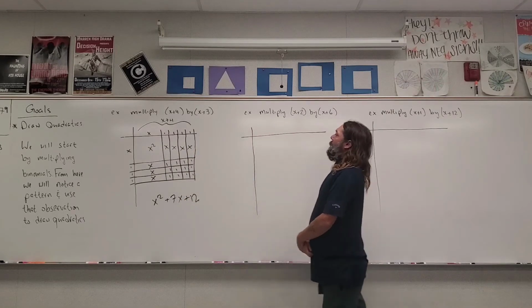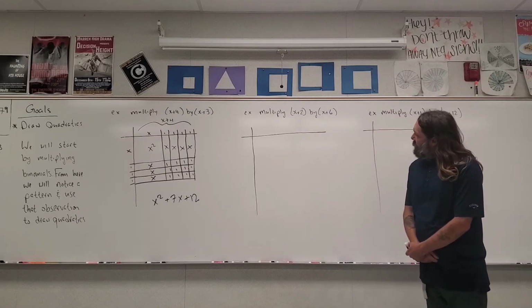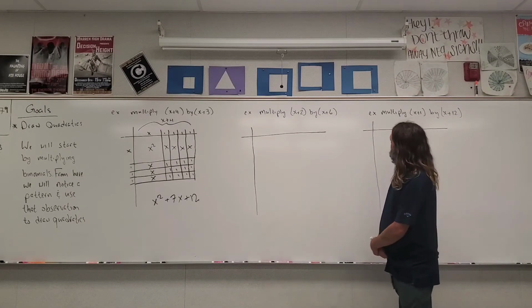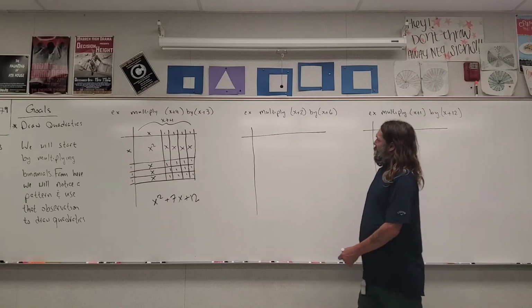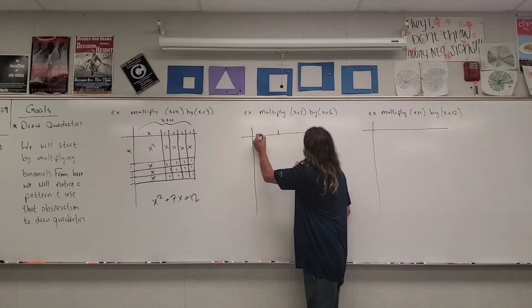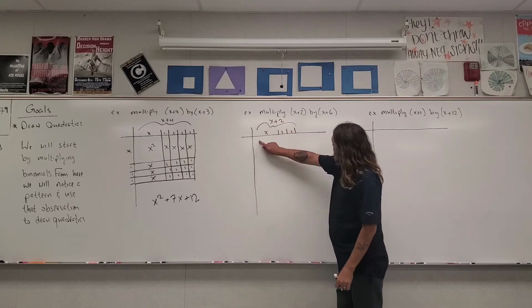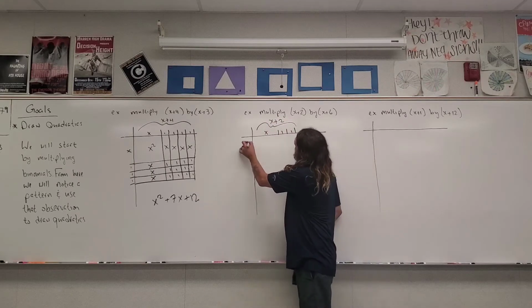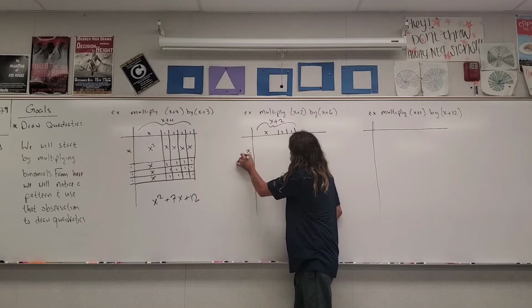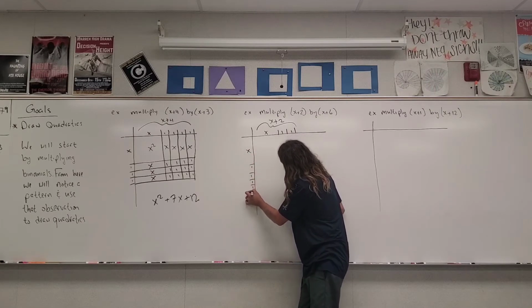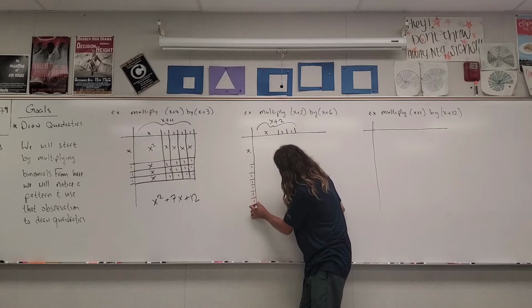Okay, so that's multiplying the first example. Let me multiply the next example: x plus 2 by x plus 6. There's my length of x, there's my 1, and then there's my 2. So this is my x plus 2, and I'll draw my x plus 6 down here. There's my length of x, there's my 1, 2, 3, 4, 5, and 6.